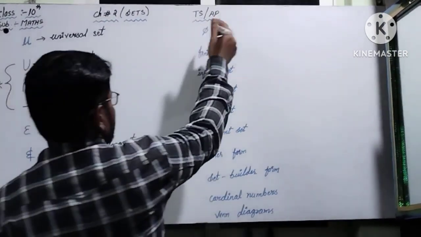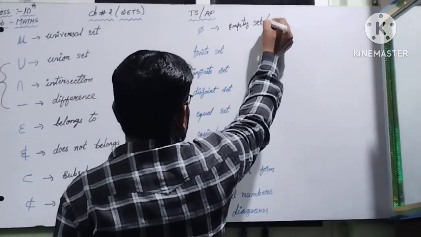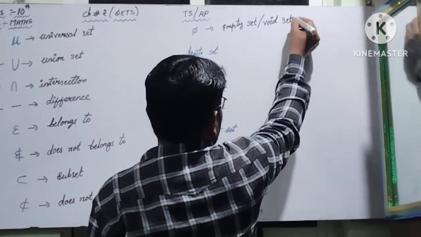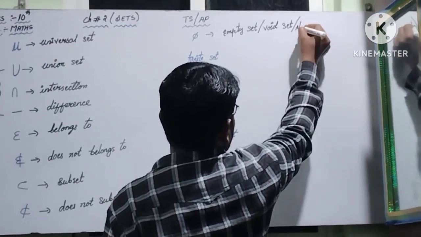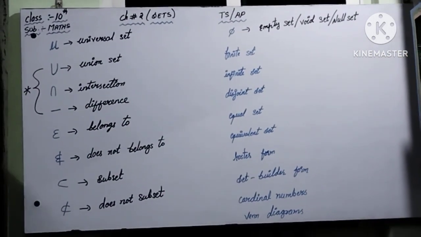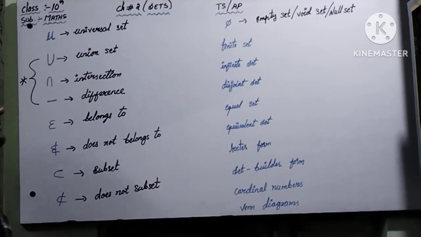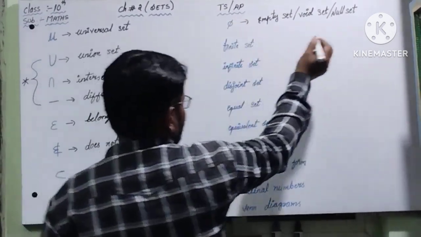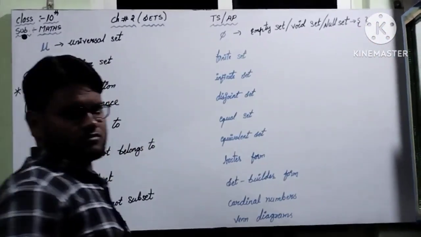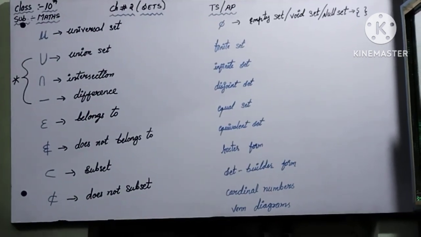And here, this is the empty set. Empty set is also known as void set, and void set is also known as null set. Empty set, null set and void set, all three are the same. We can use one more symbol also. The empty set does not contain any elements. Right. The next one.